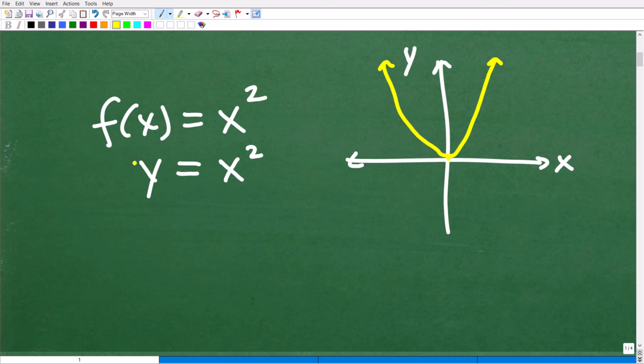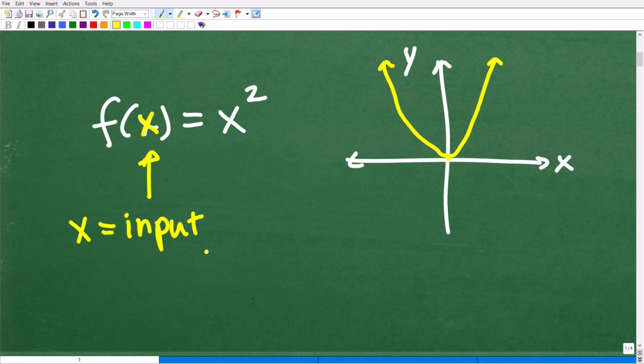Well, the domain is all the input values, okay, all the input values. So what can we put into the function? Well, the input value into the function is this x right there, okay? So all the x's are the set of the x variable, which is what we call the independent variable. It's our input variable.